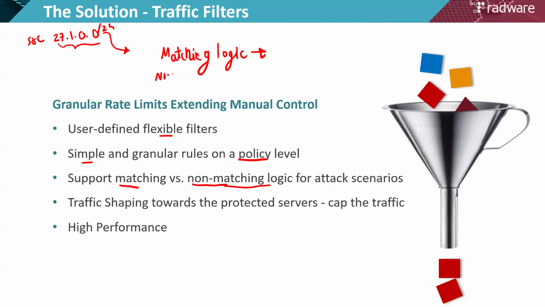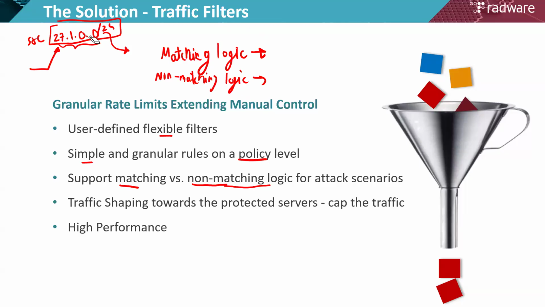Now, what is non-matching logic? Let's suppose in the criteria you have defined 27.1.0.0/24. If it is non-matching logic, what Defense Pro will be checking is what is not matching in the incoming client request. Any IP other than the IP in this particular range would be your non-matching logic. And we can take actions based on the matching logic or based on the non-matching logic.